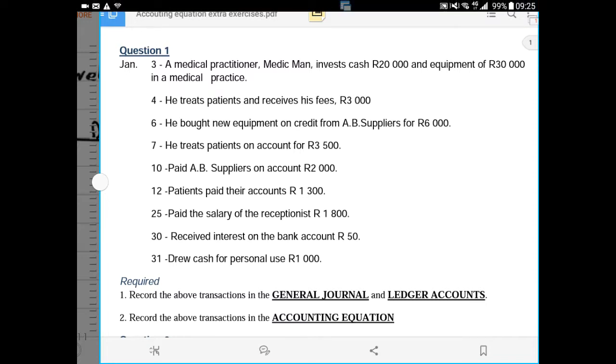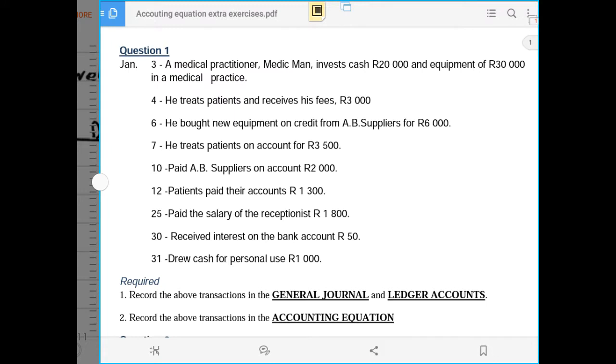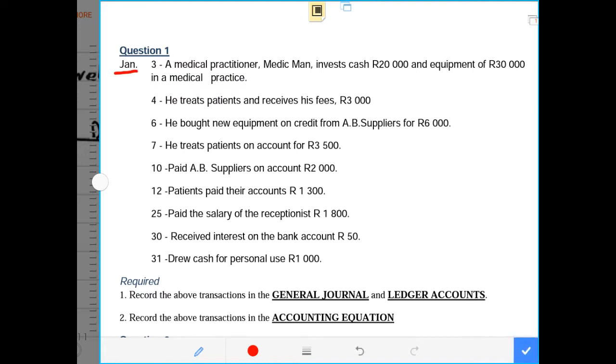Good day, students. I will be doing this question 1 that will be based on the general journal, the ledger accounts, and the accounting equation. We are given the entries for the month of January, and it says on the 3rd of January, a medical practitioner, a medic man, invests cash of 20,000 and equipment of 30,000 in a medical practice.